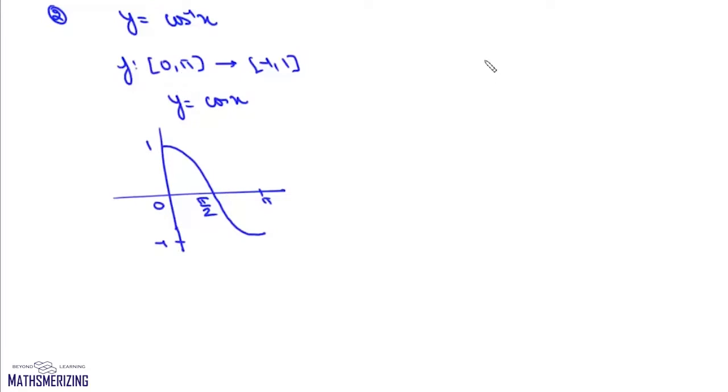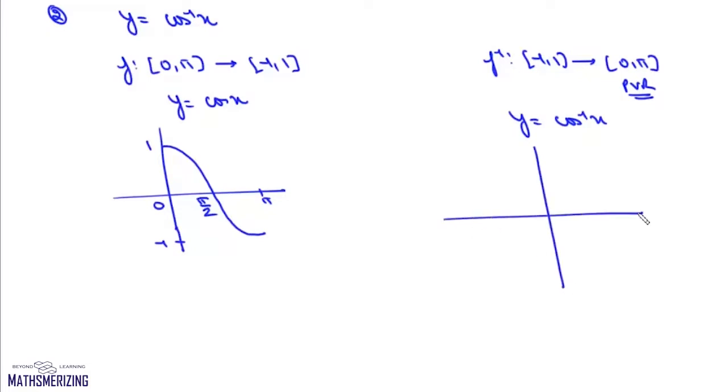Now cos inverse will be defined from minus 1 to 1 to 0 to pi. So the principal value range of cos inverse is from 0 to pi, and we'll write this as y equals cos inverse of x. Now if we have to draw the graph of cos inverse, we'll plot these values on x-axis and y-axis. So on x-axis we'll have minus 1, plus 1 and 0, and on y-axis we'll have pi by 2 and pi.